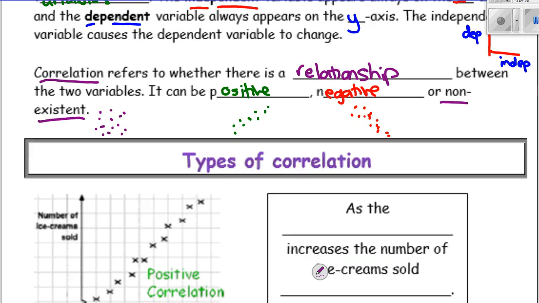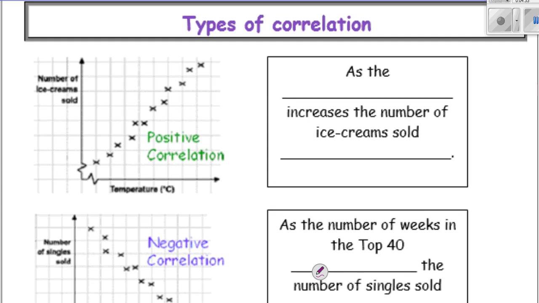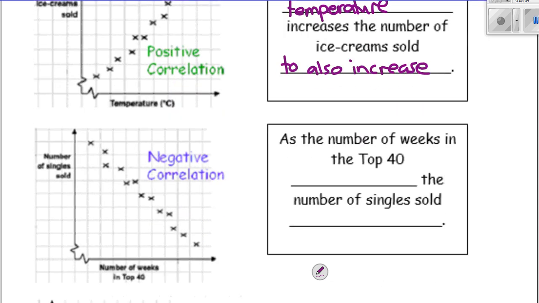Types of correlation. As we've just been going on about, you can get positive correlation and negative correlation. If it's a positive correlation, as one thing increases, so does the other. In this example, we've got temperature and number of ice creams sold. As the temperature, the independent variable, increases, it causes the number of ice creams sold to also increase. That's what happens when we have a positive correlation. As the independent variable increases, it leads to the dependent variable also increasing.